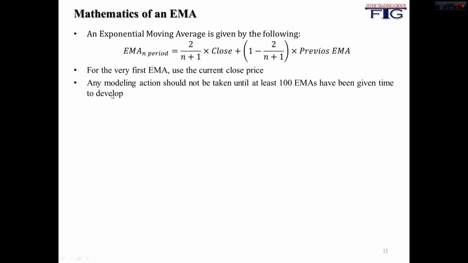And finally, it's important to know that you shouldn't be taking any modeling action until you've given at least 100 periods for the EMAs to develop using old historical data, because when you first start off, the EMAs are going to be very close to each other, since there isn't enough data to really have a significant difference to tell whether the modeling position is good or not. So it's important that you do give it a little bit of space.